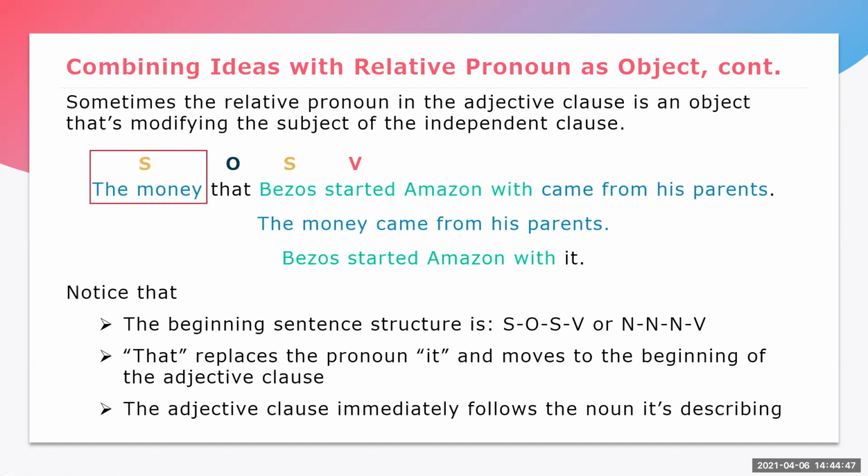This sentence also has a somewhat odd structure or word order at the beginning, as it begins with a subject, which is immediately followed by an object, which is immediately followed by the subject and verb of the adjective clause. So here we have our subject and then a verb.